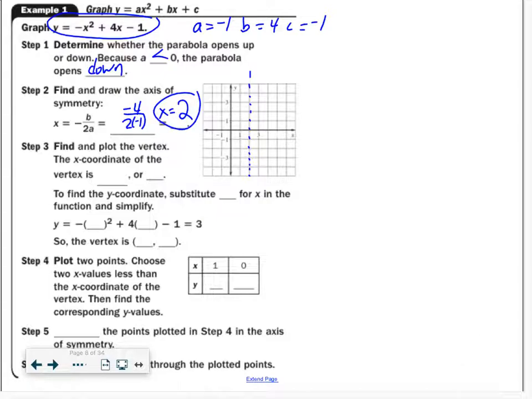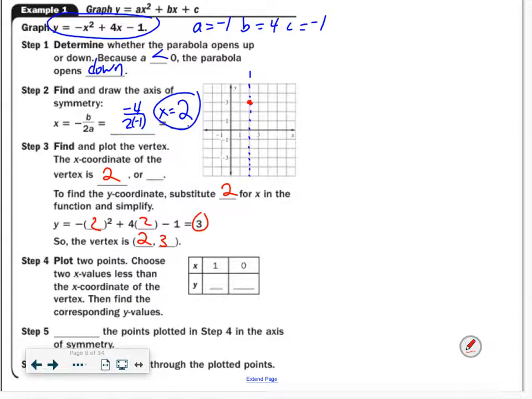Then I'm going to plot the vertex. The x-coordinate of the vertex is 2 from what we just got. To find the y-coordinate, we substitute 2 in for x into the function. So we're going to get -4 plus 8 minus 1, which is 3. And the vertex then is the point 2, 3. You'll notice how the vertex is on that dashed line.